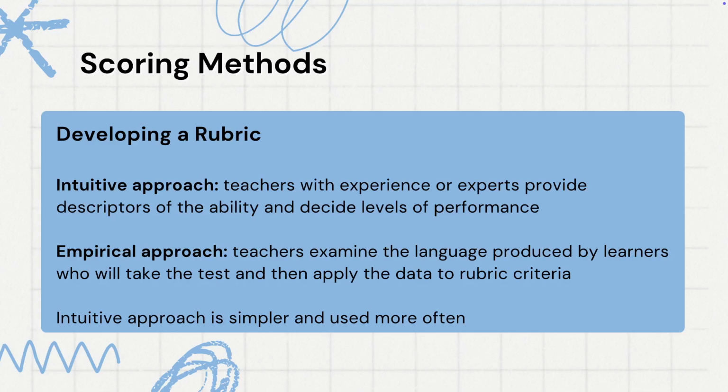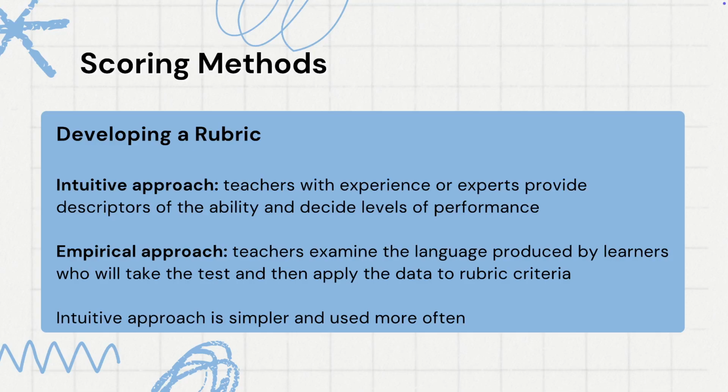The intuitive approach is teachers with experience or experts. They provide descriptors of the ability and they decide the levels of performance. Okay, so I'm going to give a writing task. What are the different descriptors I want? I want to have mechanics, I want to have organization, I want to have grammar, whatever you want to have. And then you have to decide, okay, so if I assess organization, how many percentage points is that? And what are the different levels within organization? So it takes time. And when you're a new teacher, maybe you go online and you look at some that have been done before, or maybe change it a little bit to match yours.